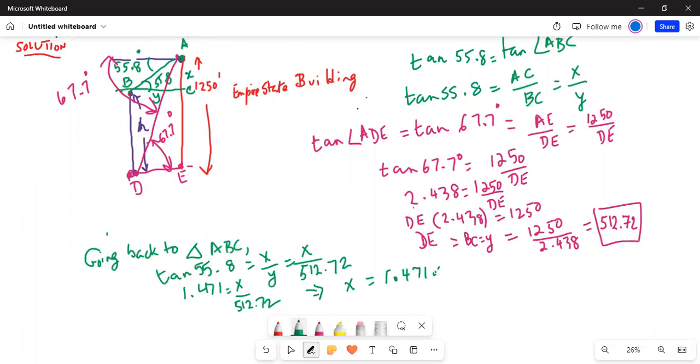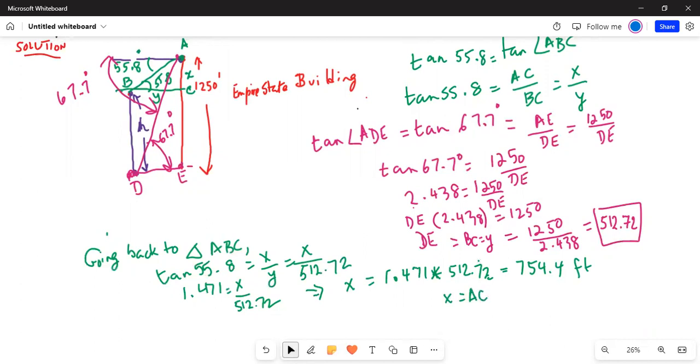Multiply by 512.72 on both sides, you get x is equal to 1.471 multiplied by 512.72, and that is equal to 754.4 feet. So that is x, but x is equal to AC in my figure.